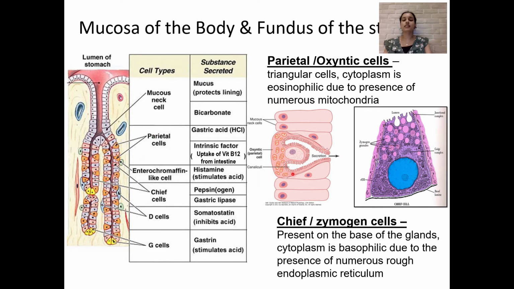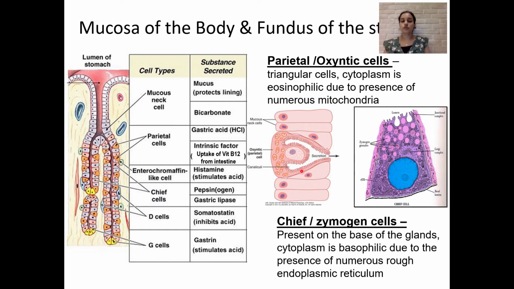These parietal cells are pyramidal or triangular in shape, where the cytoplasm is eosinophilic, meaning it has more affinity towards the acidic dye, eosin. So they look more pinkish in color, also called eosinophilic or acidophilic in nature. That is due to the presence of numerous mitochondria.